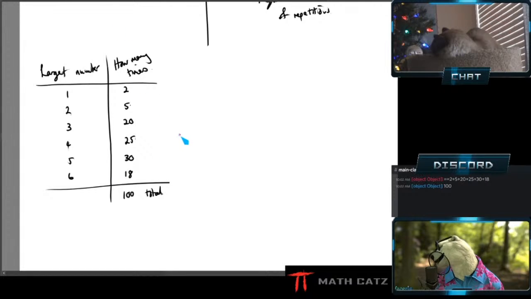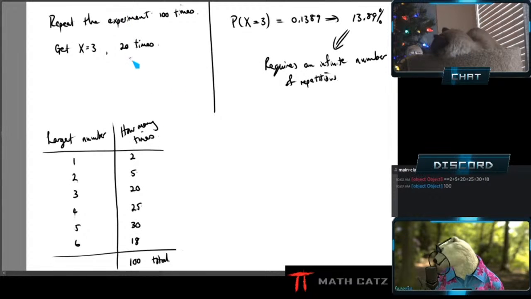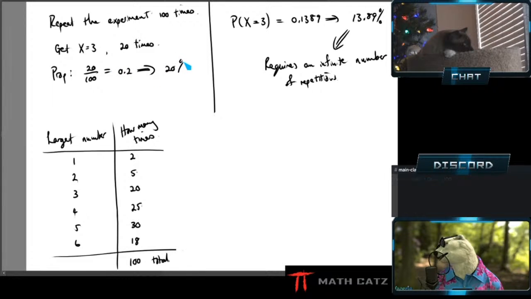So these numbers are not going to be perfectly fitting what I expect. I get, for example, 20 times the largest number is a 3. So out of 100, I got 20 out of 100 is the proportion. Proportion 20 out of my 100 repetitions. That is 0.2. That means I got it 20% of the time. But the probability is 13.89.